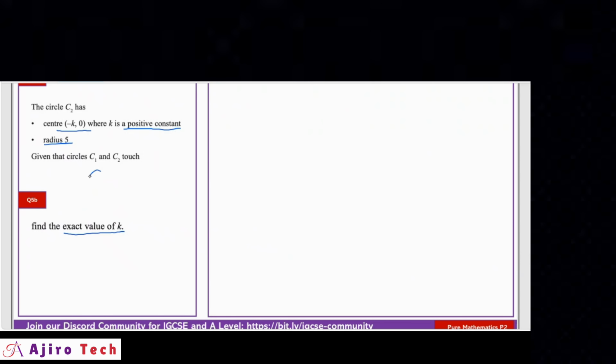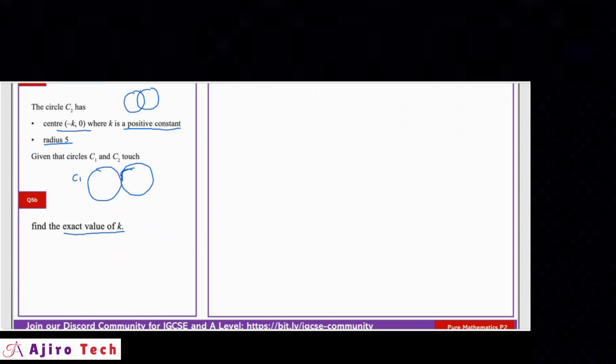It means something like, if this is circle C1, then circle C2 touches circle C1 at one point externally. Another possible case is when they intersect at two distinct points, and then there's something else we need to do to handle that. But for this one, they touch externally at one point. So we have to find the exact value of k.